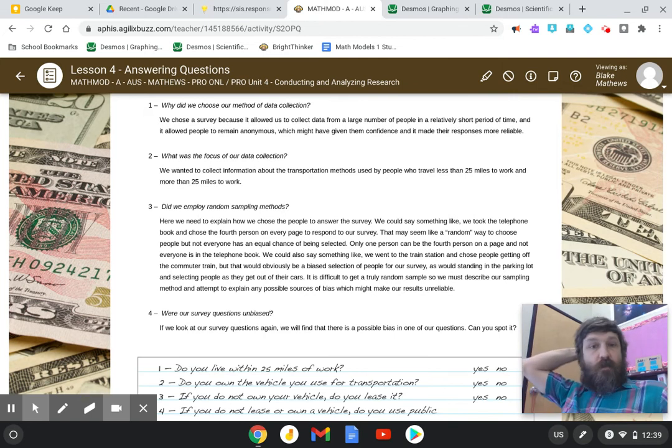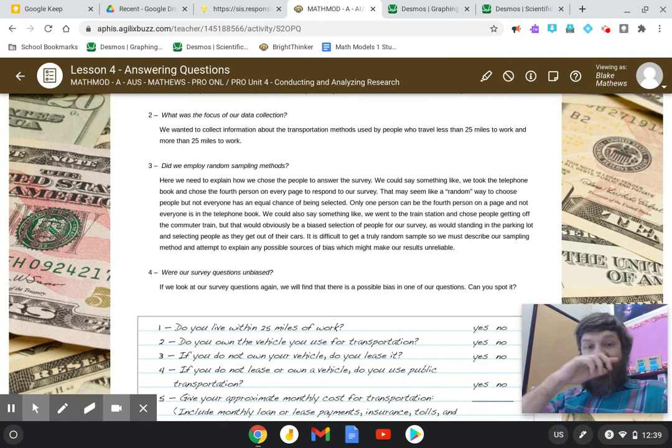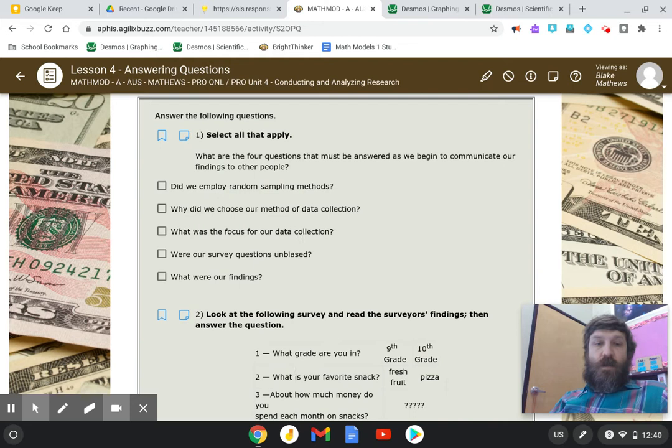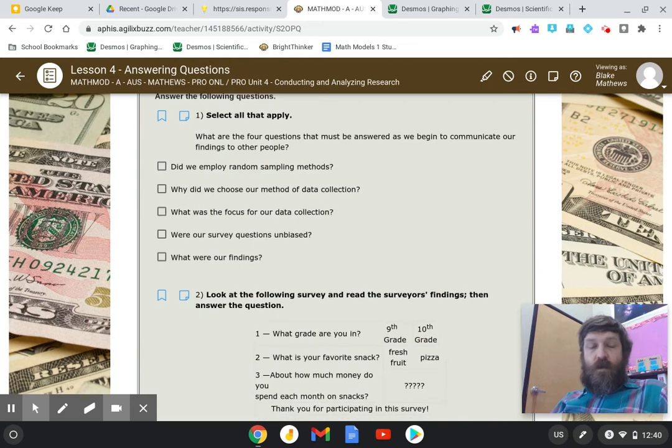What does it mean for something to be a random sample? And then also, what makes a question biased or unbiased? These are things that were covered in the previous lessons, but now you're kind of applying them. And what you're going to be doing, first of all, there's some vocab stuff here. All this material in question number 1 is covered above.